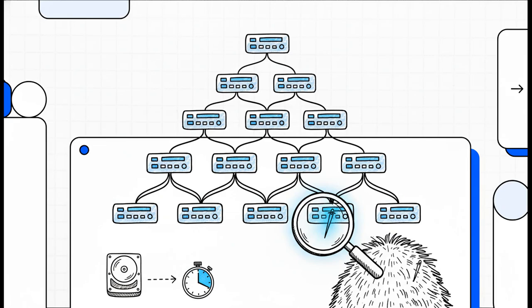Hey, welcome! Have you ever stopped to wonder how a database can find one specific piece of information out of literally billions in the blink of an eye? Well, today, we're going to pull back the curtain on one of the most clever and essential data structures in all of computer science, the B-plus tree. Let's get right into it.